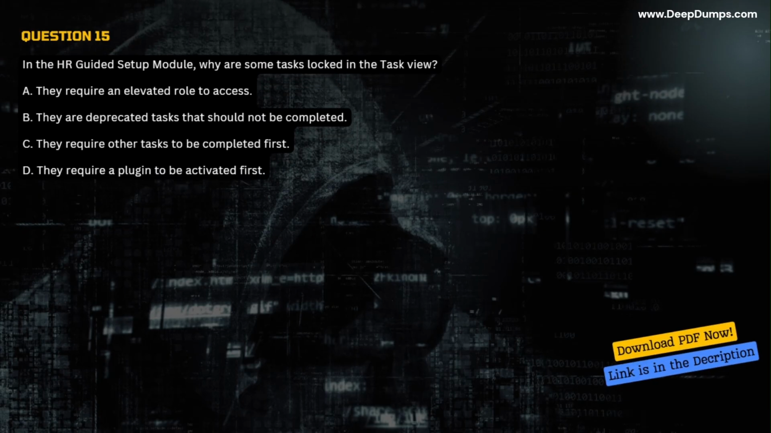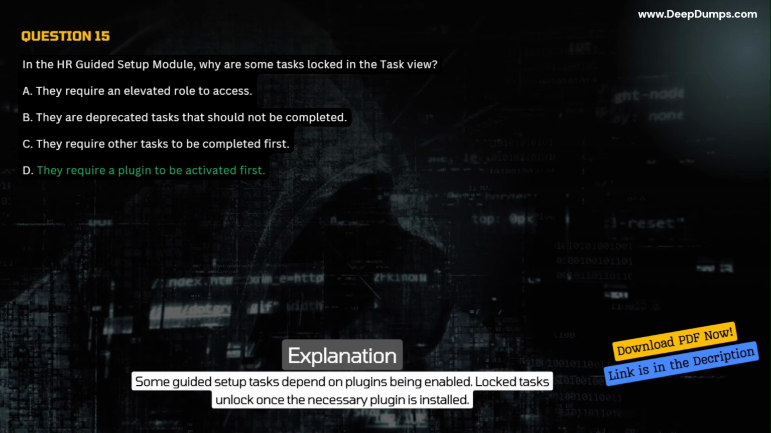Question 15. In the HR Guided Setup module, why are some tasks locked in the task view? A. They require an elevated role to access. B. They are deprecated tasks that should not be completed. C. They require other tasks to be completed first. D. They require a plugin to be activated first. Correct answer D. They require a plugin to be activated first. Explanation. Some guided setup tasks depend on plugins being enabled. Locked tasks unlock once the necessary plugin is installed.